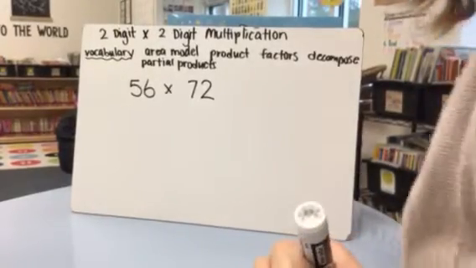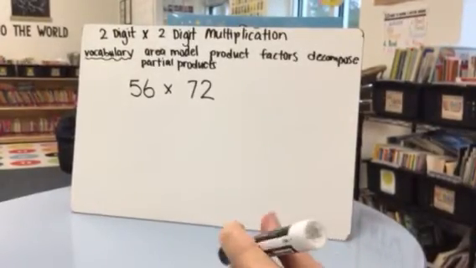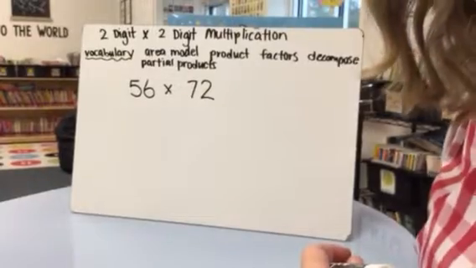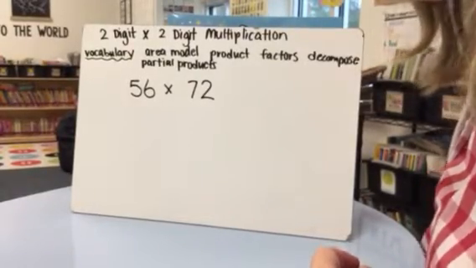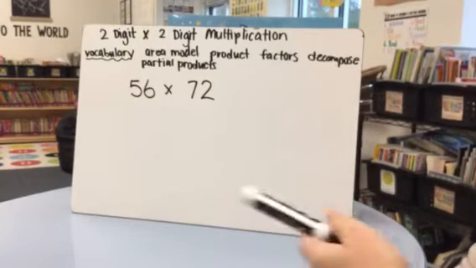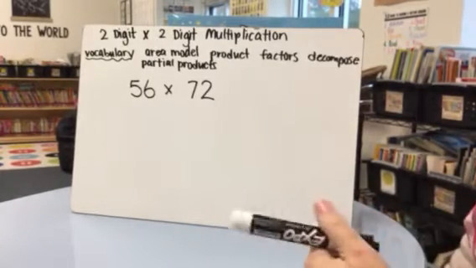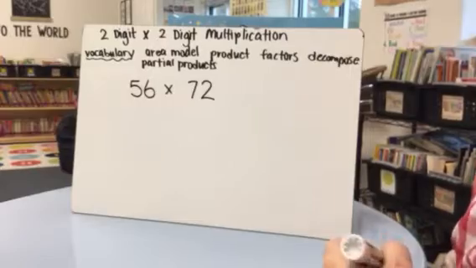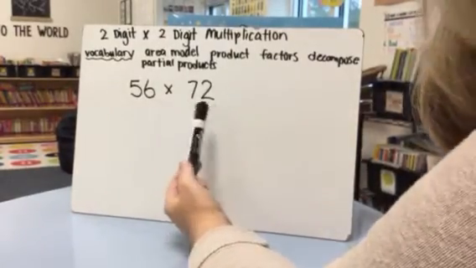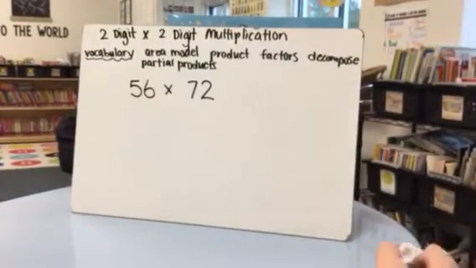Hello, today we're going to take a look at multiplying 2-digit by 2-digit numbers using the area model, which is the primary strategy that we are using in 4th grade to solve 2-digit by 2-digit multiplication. So the problem on the screen, 56 times 72, is what we'll be solving today, and you can see that 56 is a 2-digit number and 72 is a 2-digit number.